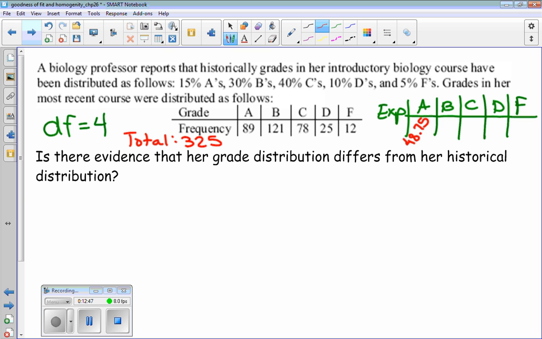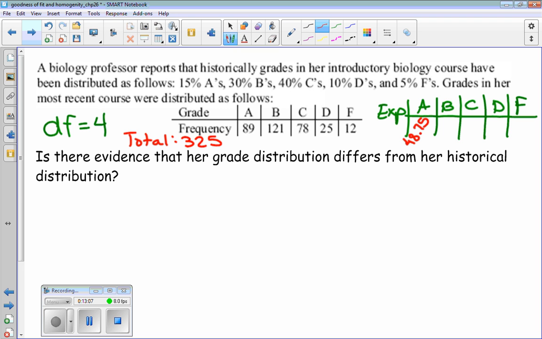Not when it's expected. It's kind of like a mean. You don't ever round that either. Observed, obviously. You're not going to observe 0.75 of a person. But your expected can be a decimal. Okay? So 325 times 30.